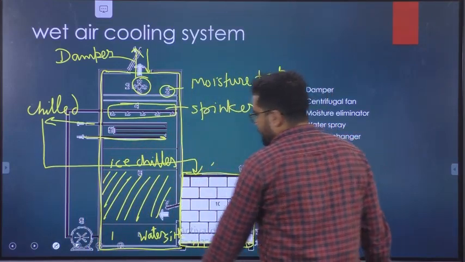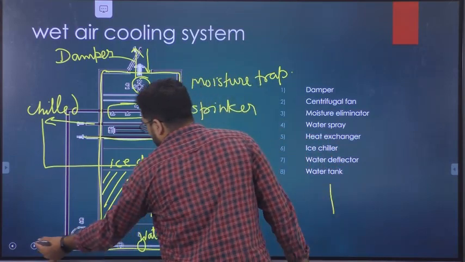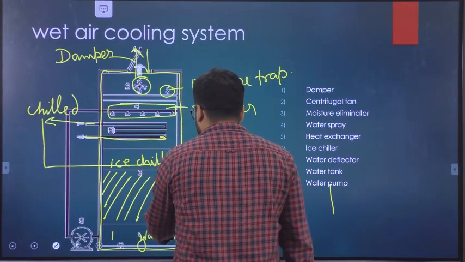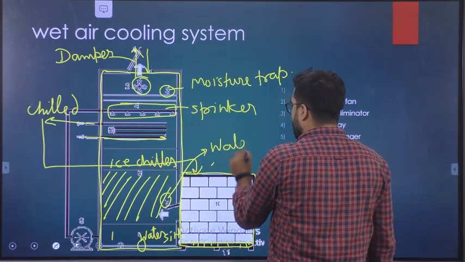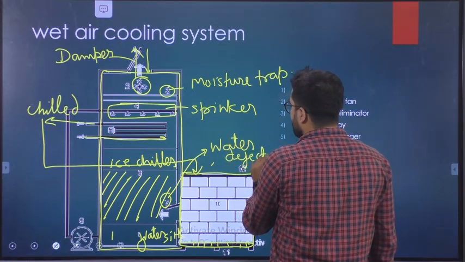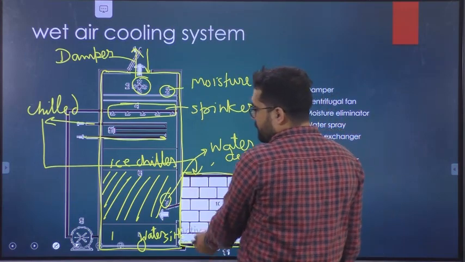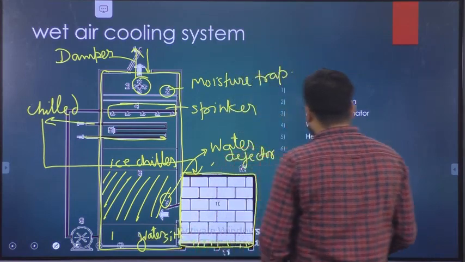Then comes the water deflectors. So here we are having water deflectors so that the water can be deflected back to the pump, not to the system. Then water tank at the bottom, these are the water deflectors, which don't let water enter into the evaporator chamber or the cooling chamber. And then comes the water sink or water tank.